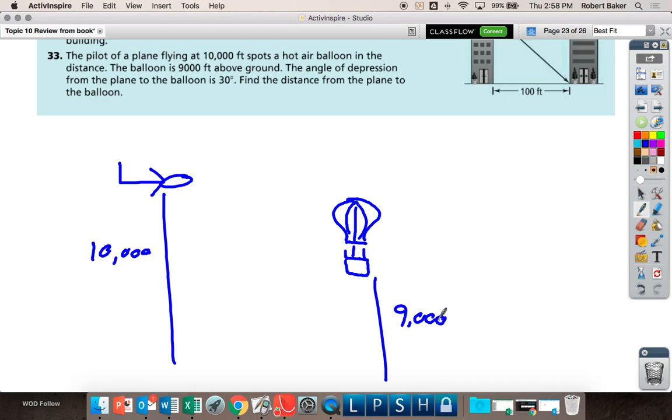I drew it wrong. The angle of depression from the plane to the balloon is 30 degrees. So we have a horizon line at the plane. The angle of depression from the plane to the balloon is 30 degrees, which means the other one is 30 too. We're trying to figure out what is the distance, the diagonal distance from the plane to the balloon.